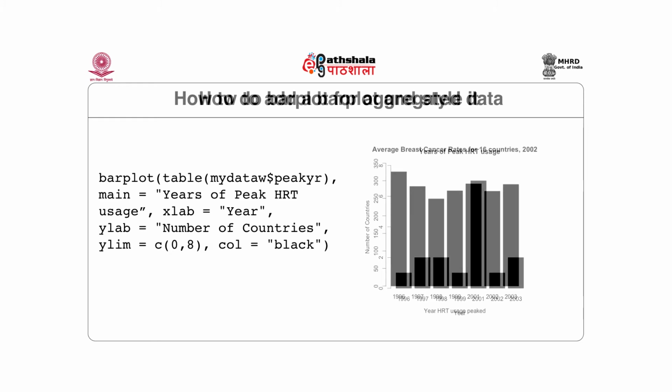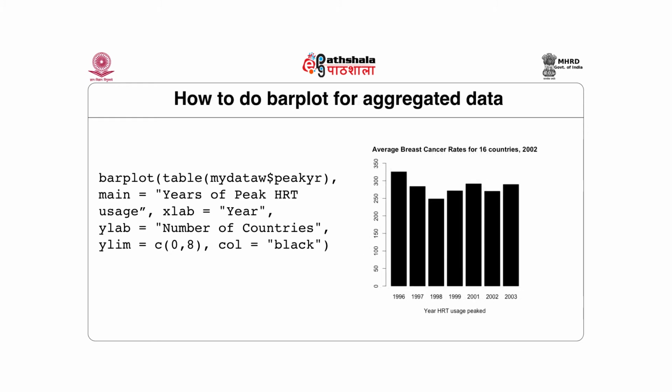Another example, which is quite important, is when we start talking about aggregated data. In the case of aggregated data, we have some data sets in which we have decided that we are going to create a variable that will tell us, say, the average breast cancer incidence rates.